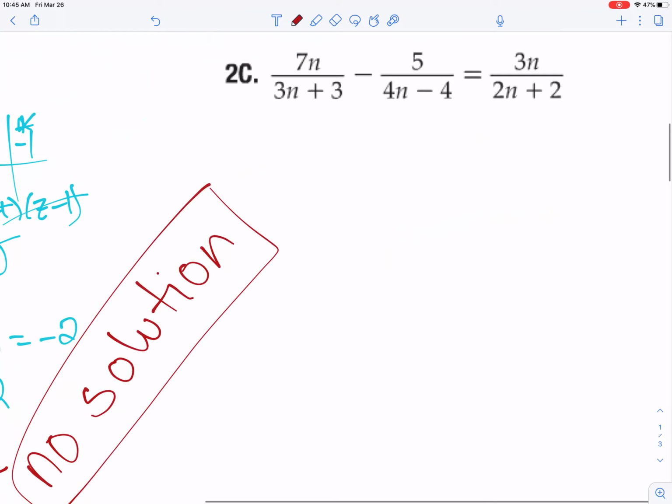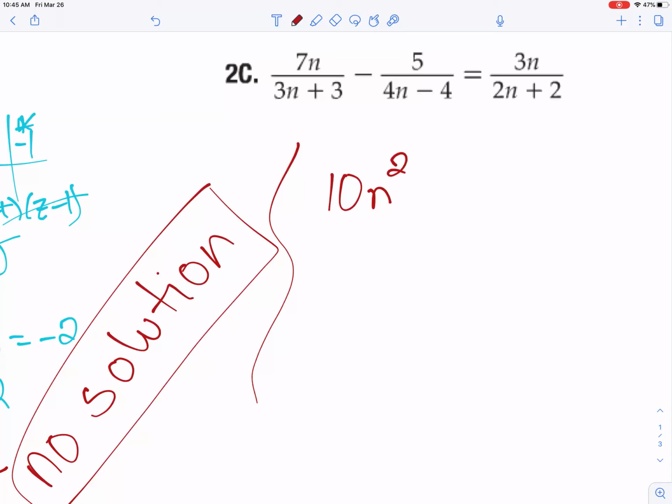Two C is another one I thought about doing. Basically, after you solve it, you do a whole bunch of multiplication. You're going to get down to 10n squared minus 43n. Oh, no, I'm sorry. I wrote that down wrong. 10n squared minus 25n minus 15 equals 0. And you're going to have to either factor or use the quadratic formula to figure out what the answer is.